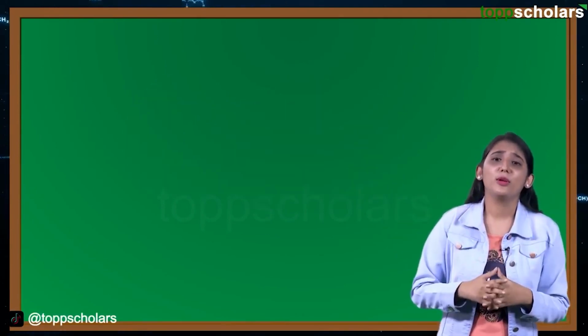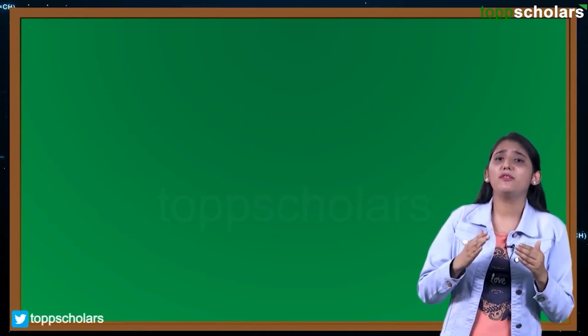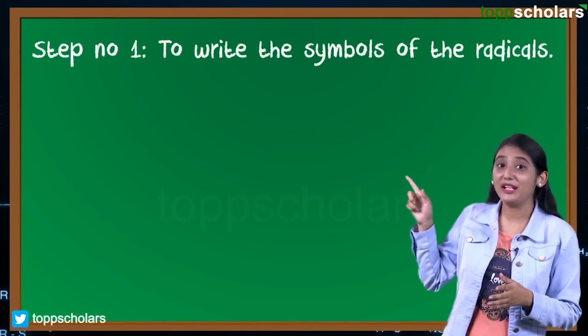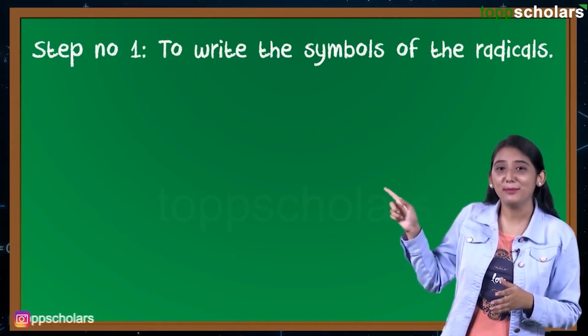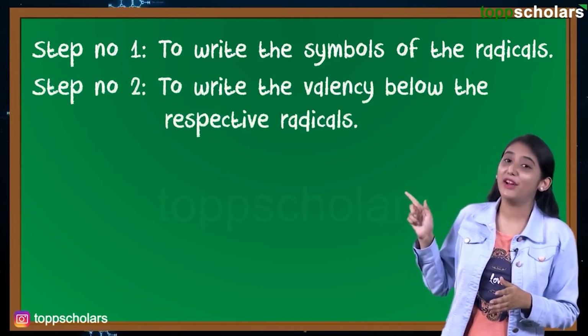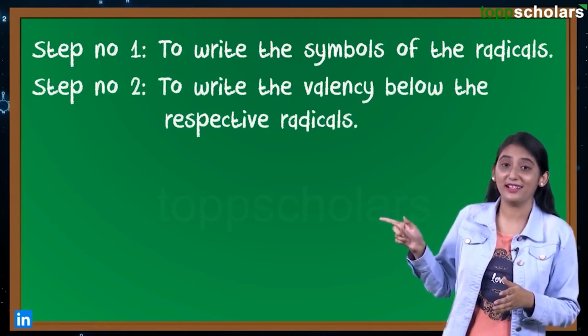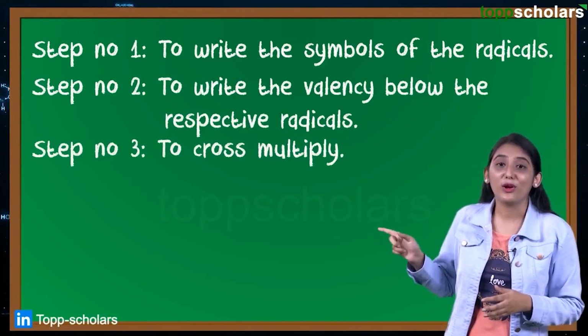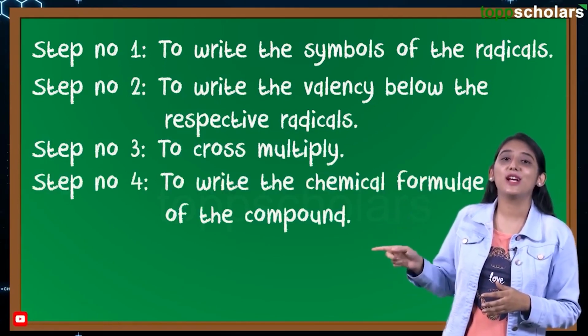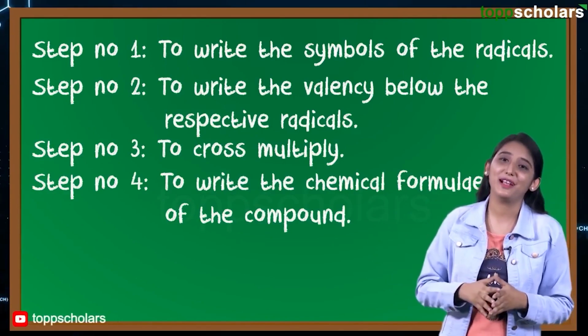So the chemical formula of a compound can be written down by using 4 simple easy steps. Step number 1 is to write down the chemical symbols of the radicals. Step number 2 is to write down the valency below the respective radicals. Step number 3 is to cross multiply, whereas step number 4 is to write down the chemical formula of the compound. So friends, I hope that you find this video quite useful and now you're quite confident in writing down the chemical formula.